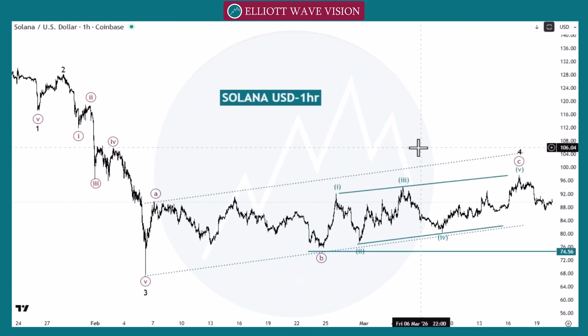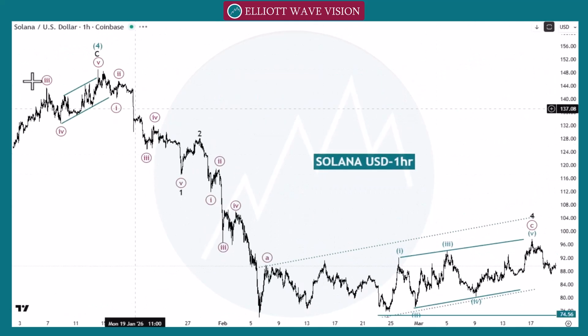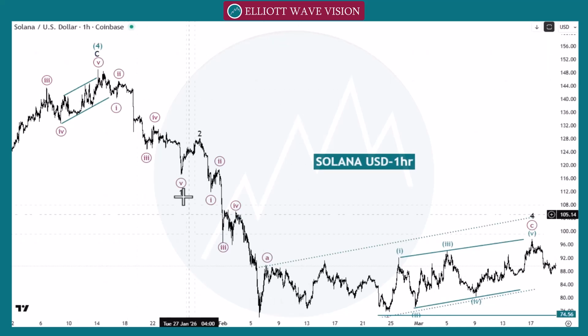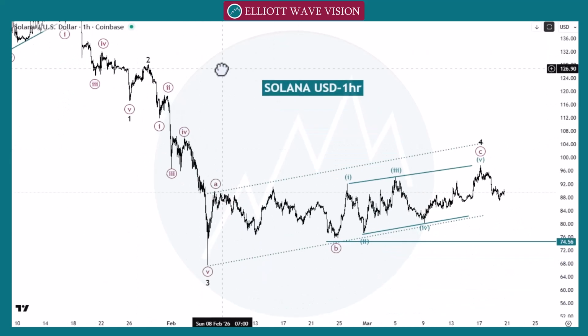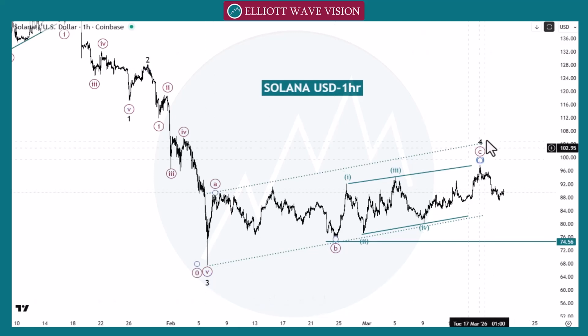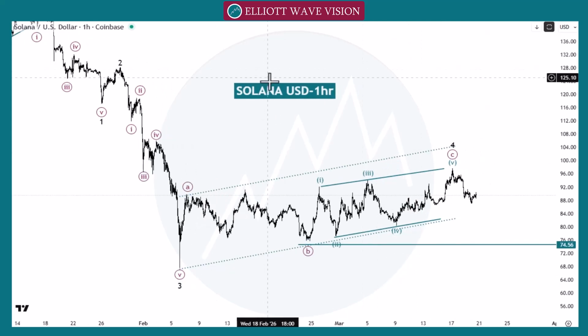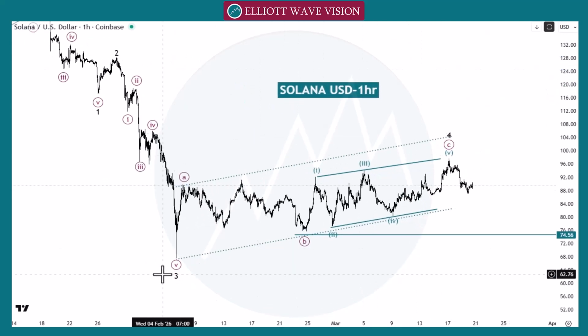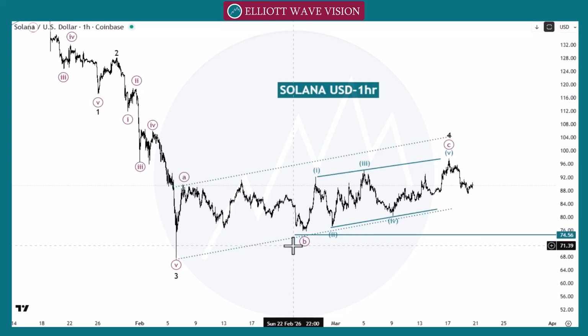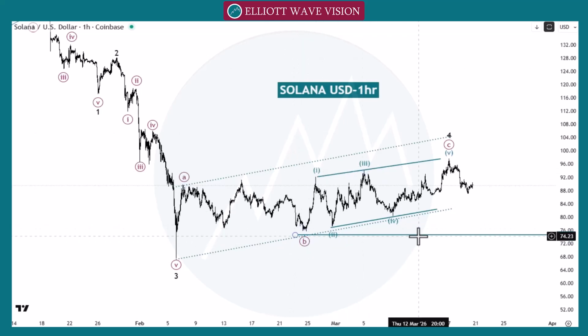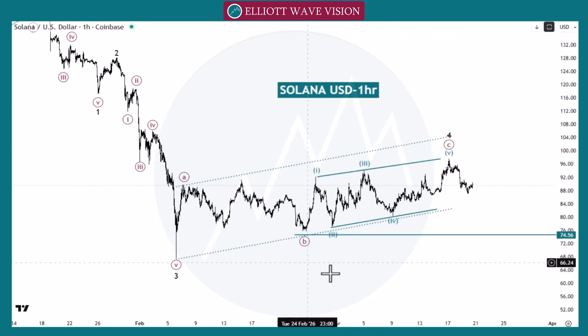So in the 1 hour time frame, after this green wave 4, we count this structure as a black wave 1, black wave 2, black wave 3, and now this move as a black wave 4 may be completed at this point. So we count this structure after this black wave 3 as a wave A, wave B, 1, 2, 3, 4 and 5.